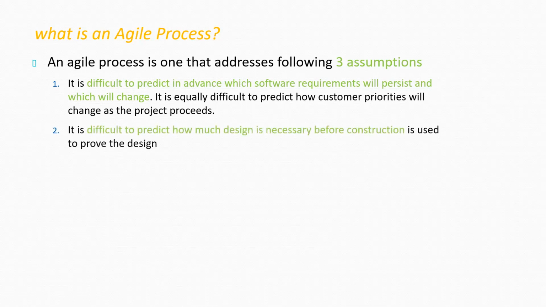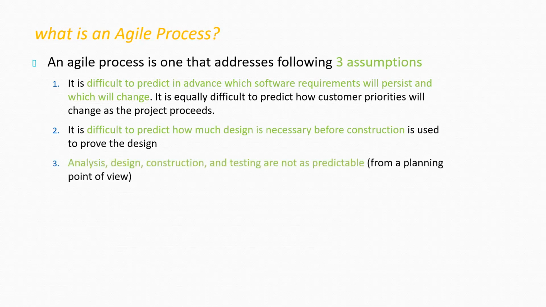And then it is very difficult to predict how much design is necessary before construction. You may not know how much design is necessary for that particular project before you go for the coding itself. That means at the communication level, at the planning level, and at the design level, you may not know how much design is necessary. You cannot predict it. And then analysis, design, and concept testing are not as predictable. That means you may not be able to predict it at your planning level itself, or maybe at your design level itself. That's what they wanted to say, that these are all the three assumptions.